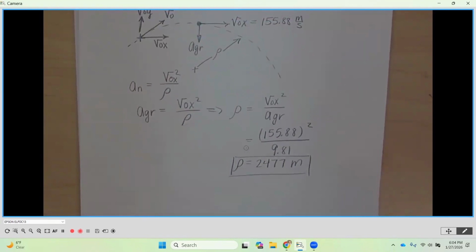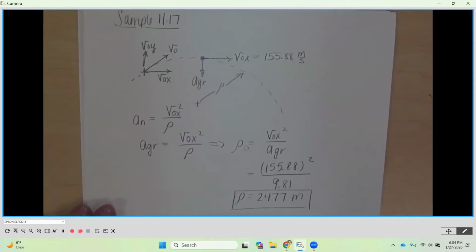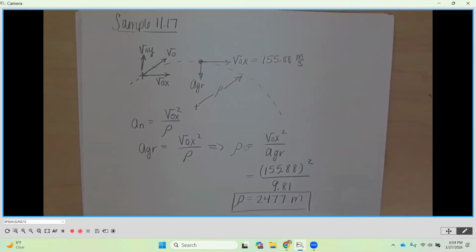Okay. So you have 3 problems left in module 1. This is going to be what you use for those last 3 problems. Okay. So you should be able to finish up now that module 1 homework. Okay. So are there any questions on sample 1117 at this time?